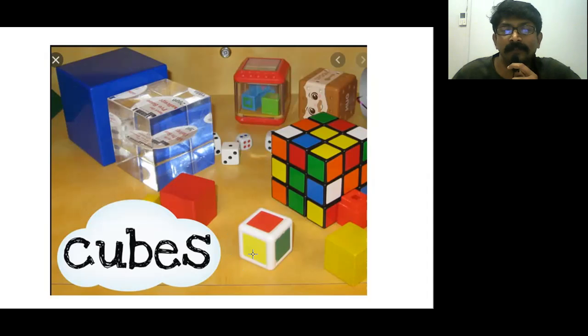So how many surfaces are there? Six surfaces. So what will be the surface area? It will become side square into six. What will be the volume? Side into side into side. So all these things we're going to see with a list of formulas.